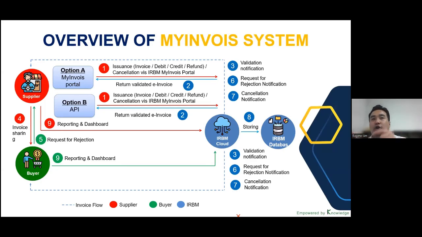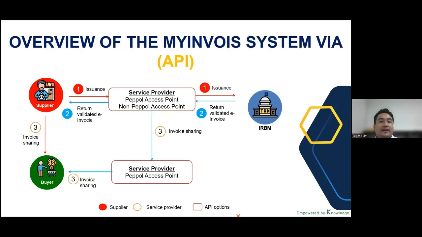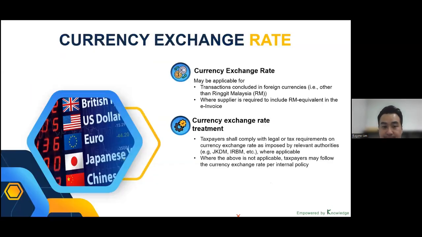Later, when you do the tax return, the data will be pulled up. So every time you also need to check, is your income correct or not? You need to check your accounting records against the IRB MyInvoice portal system data. Another type of user is using an API. API is the same thing. It's just using software through an API to link with the IRB. So the process will be the same.